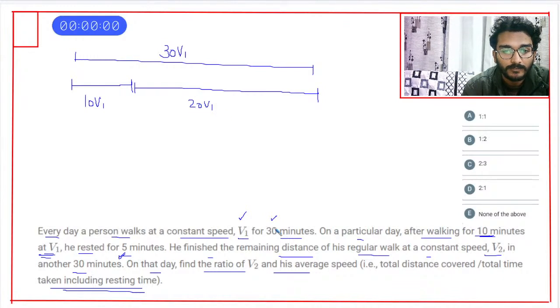He took 5 minutes rest, and he covered the remaining distance at the speed of v2 in 30 minutes. Means this 20 v1 is equal to 30 v2. In 30 minutes, he is covering at the speed of v2. Find the ratio of v2 and his average speed. So what is the average speed we have? We can calculate. Average speed is equal to total distance divided by total time.